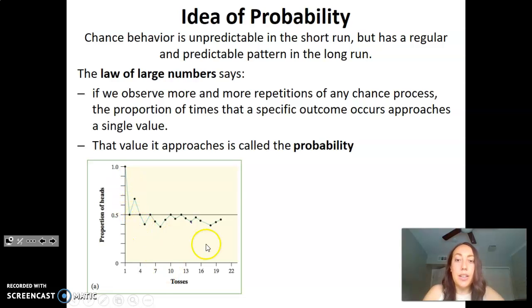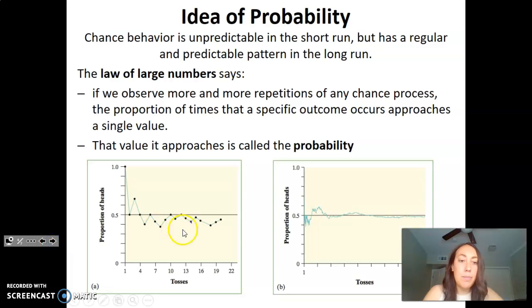But you guys can see, so this one we go up to about 20 trials. You guys can see that it starts to approach 0.5. But as we do even more trials, this goes up to 500, you guys can see that it starts to average out to be at 50%. So again, this is just the idea that the more repetitions you observe, it's going to approach that single value that we call the probability.